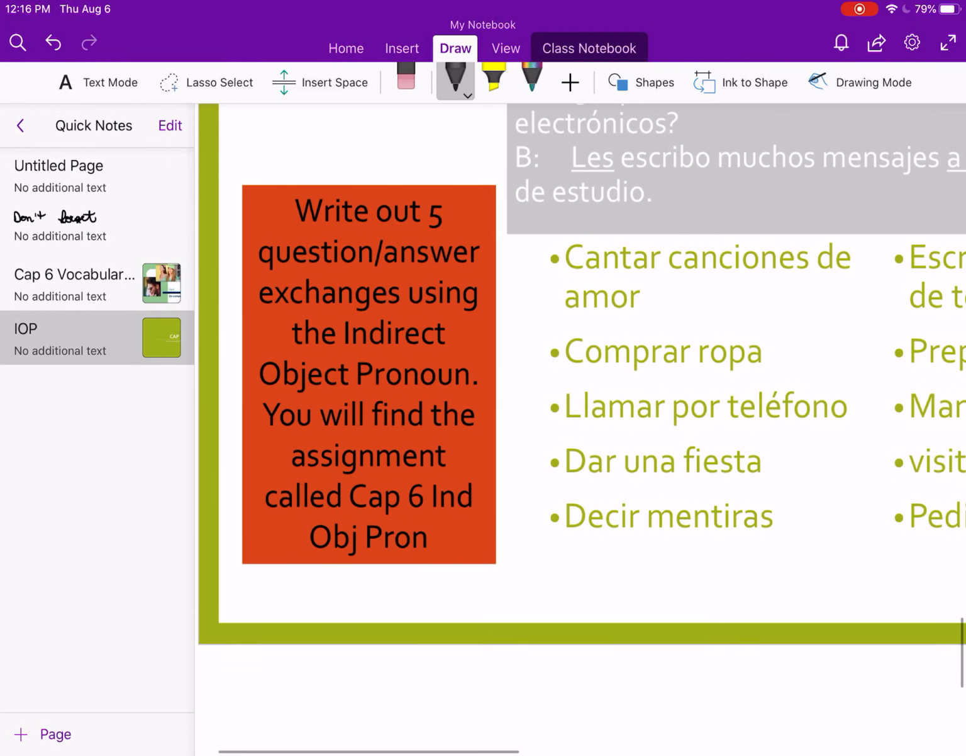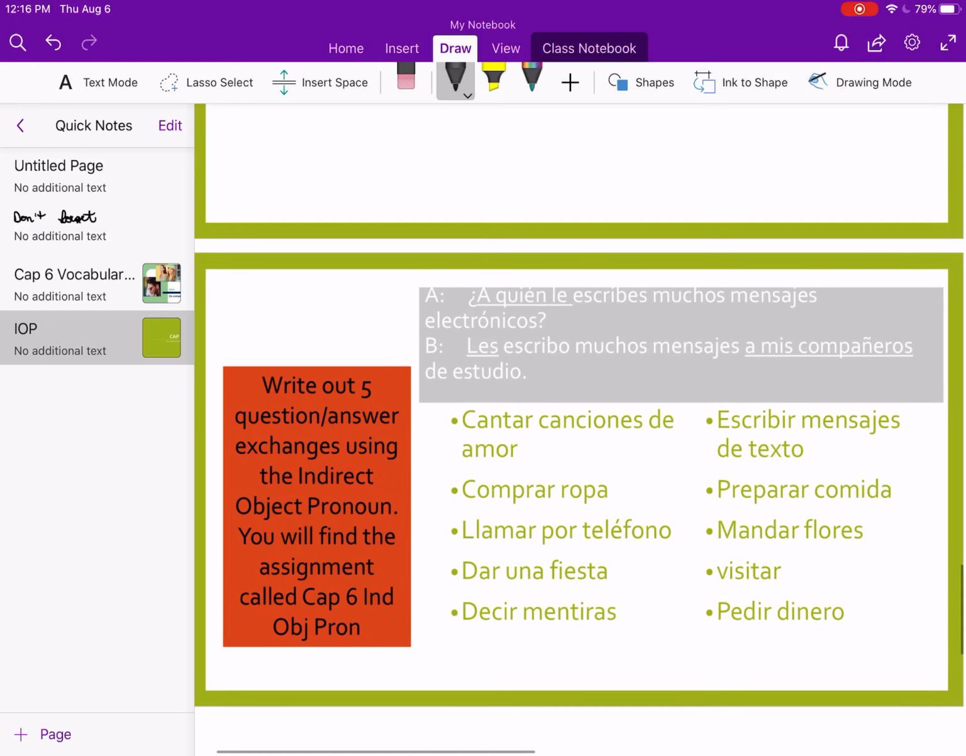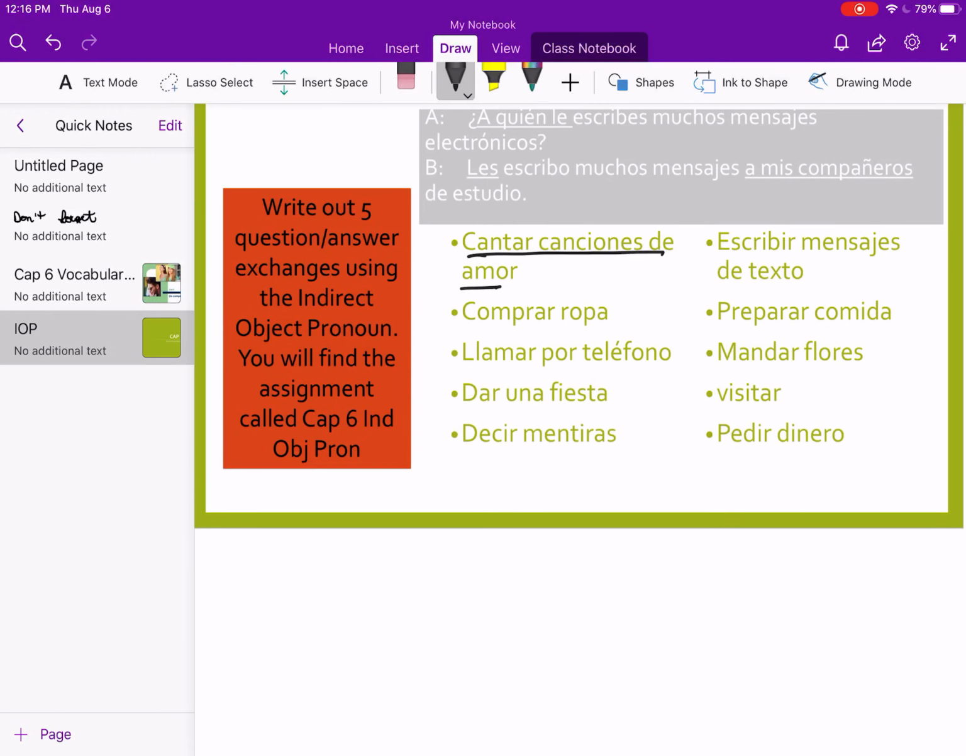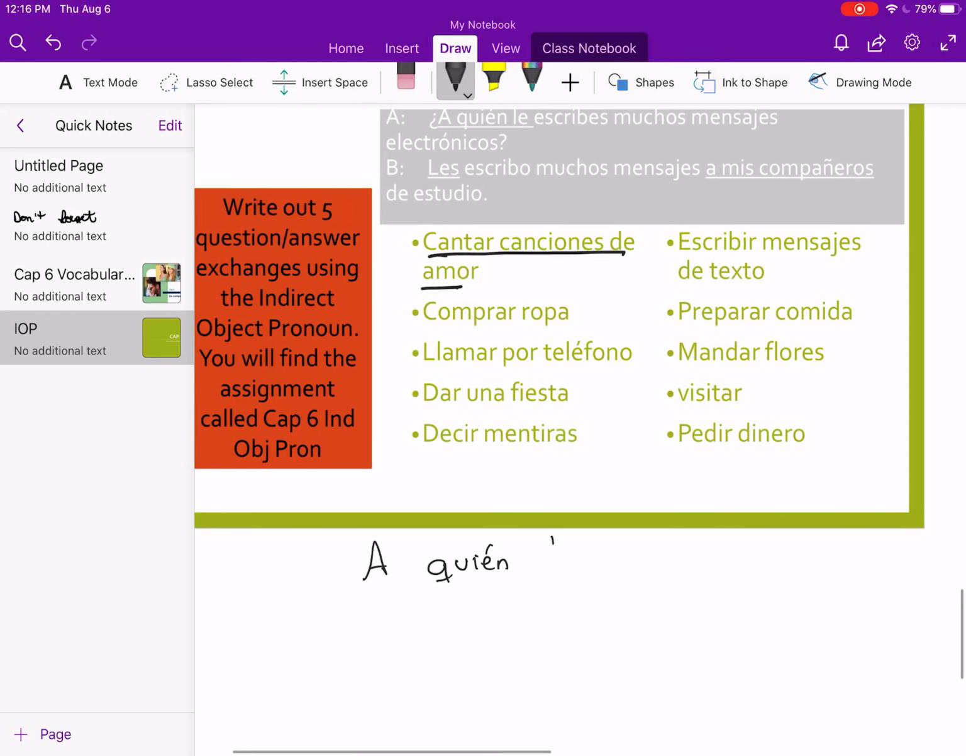You are going to turn in an activity in the assignment section where you have to write 5 questions and answer exchanges using this example. So you take cantar canciones de amor, yeah, sing love songs. So you have to write a quién, who do you sing love songs to? A quién le cantas canciones de amor?